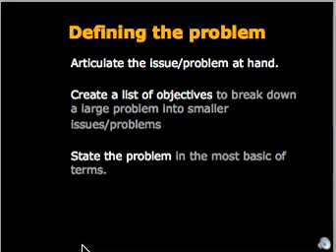This is part 3 of design thinking. So the first stage of the design thinking process is defining the problem. What you want to do is create a list of objectives to break down a large problem into smaller problems. When you're a student and you're trying to come up with ideas, you want to look at the rubric, and that is sort of your list of objectives of what you need to do to solve the problem. So you're going to state the problem in the most basic terms.